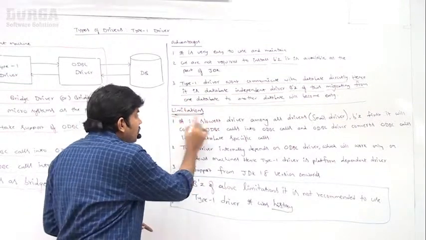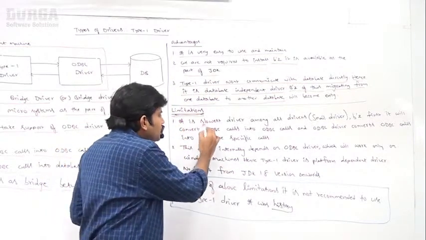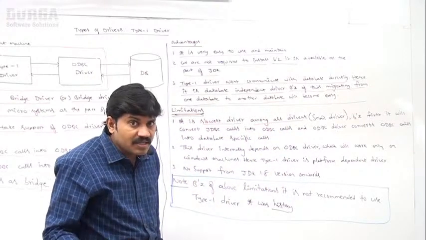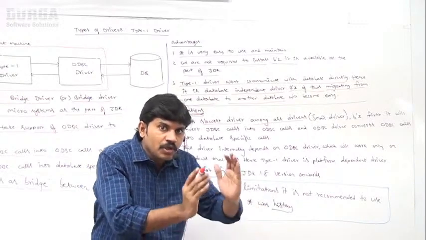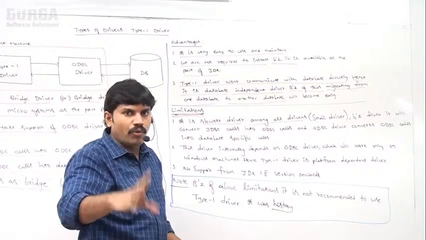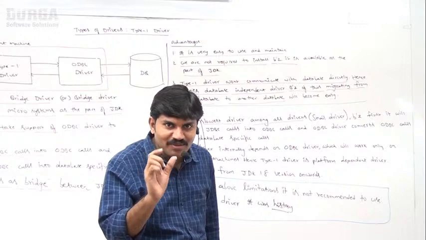What are various limitations of type 1? Very dangerous. First, it is the slowest driver among all drivers. The reason is, how many levels of conversion are required? First JDBC to ODBC, then ODBC to database specific. Two conversions are required. That's why it is the slowest driver, also known as the snail driver. I already showed the image of a snail, right?